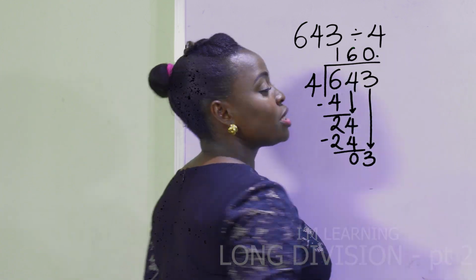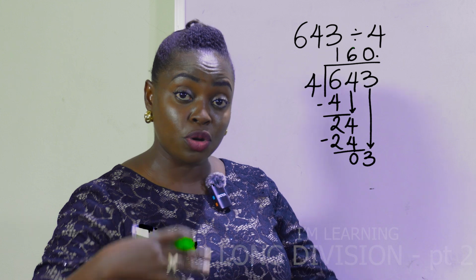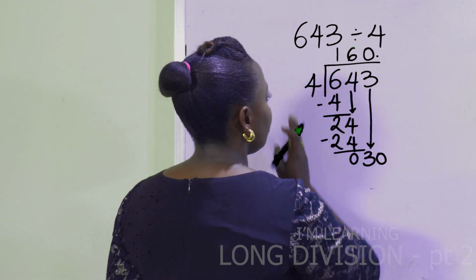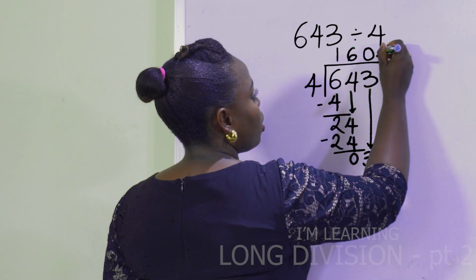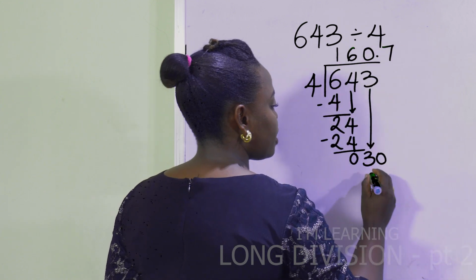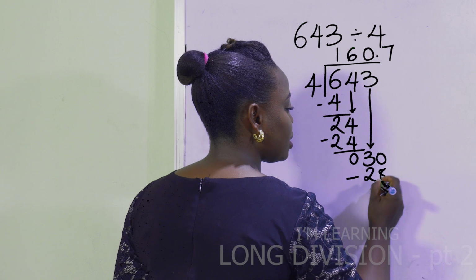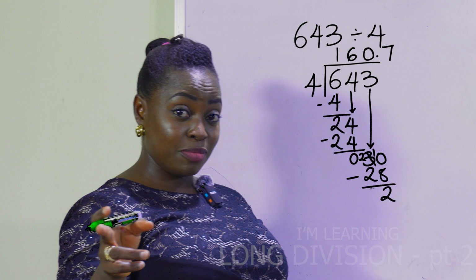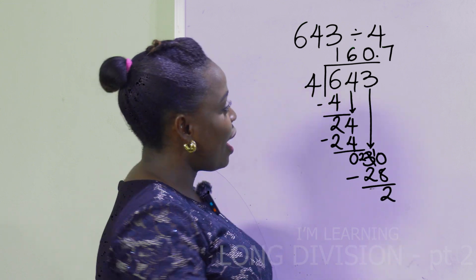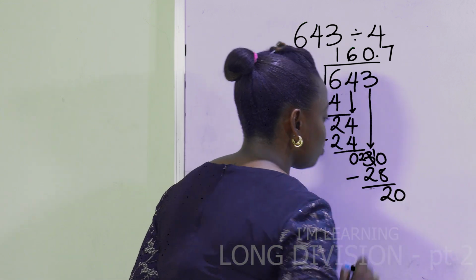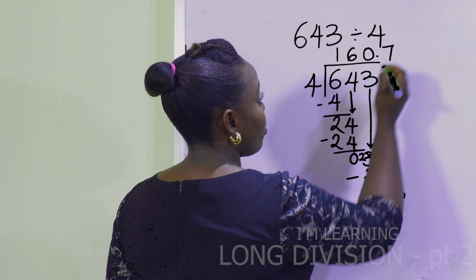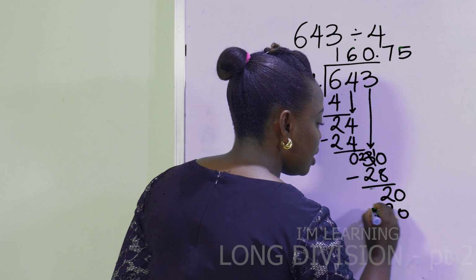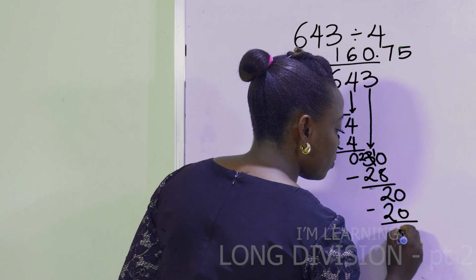And that decimal point allows me to add 0 to the number at the bottom so that I can continue my division. 30 divided by 4 is 7. 4 times 7 is 28. Subtracting this, I have 2. Remember that magical decimal point. I can add 0 again to this 2. Now I have 20 divided by 4, which is 5. 4 times 5 is 20. I subtract and I will have 0.